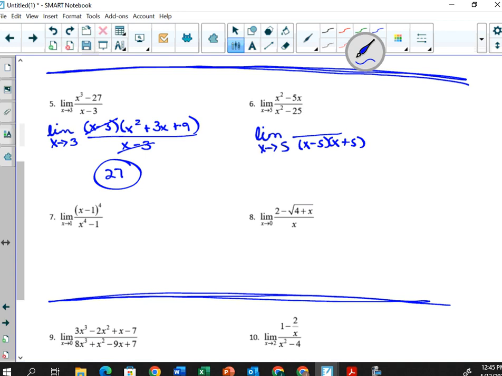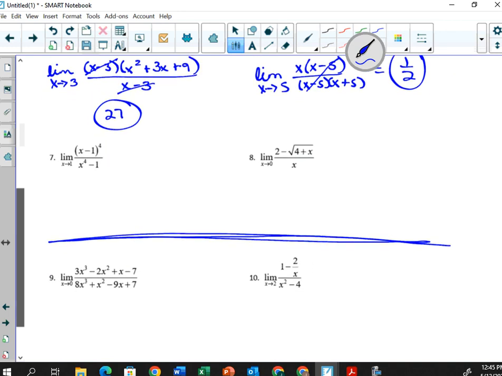6. Alright, who can help him out? Julian, factor the numerator. Yes, take out the GCF. Guys, I'm not going through these for me, okay? I'm going through them for you, so it'd be a good idea to pay attention. That cancels. What do I get when I plug the 5 in? 1/2. Yep, 5/10, which is 1/2.